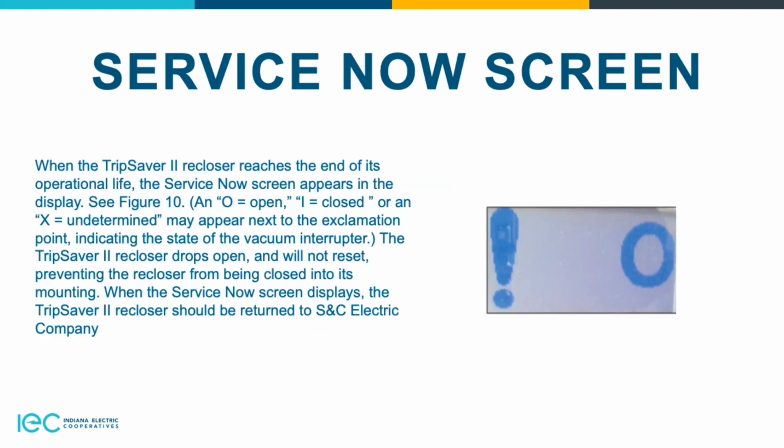On the Service Now screen, the exclamation mark means that it's time for S&C to test it. There's something internally wrong with it, and you need to get that done as soon as possible and bypass it so you can get it to S&C.